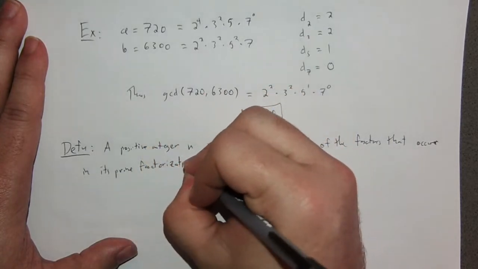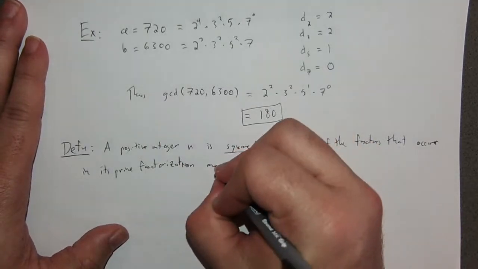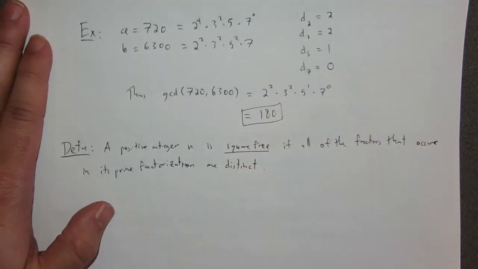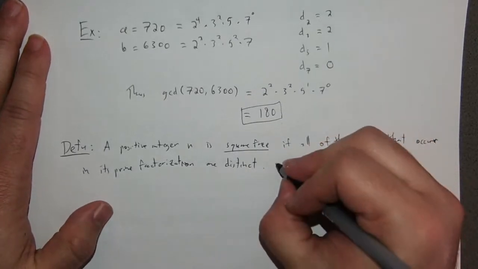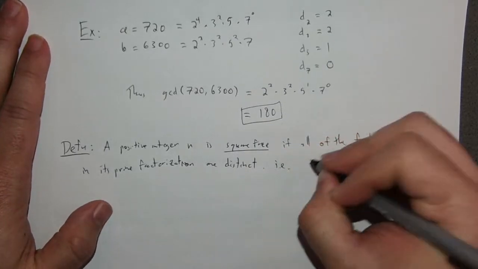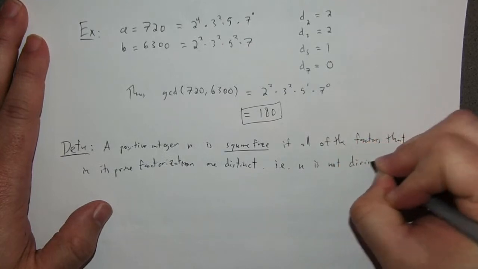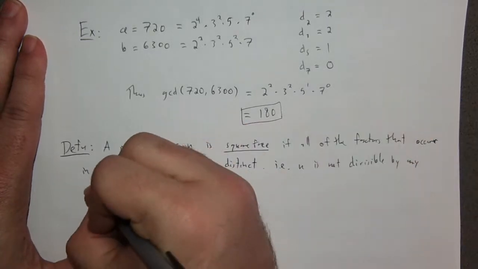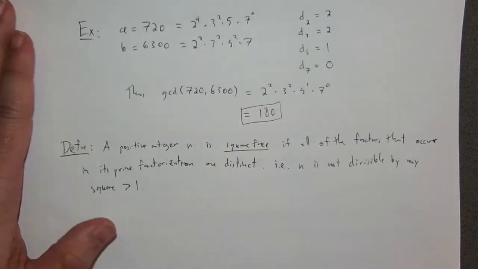So a positive integer n is square free if all the factors that occur in its prime factorization are distinct. I.e., n is not divisible by any square greater than 1.